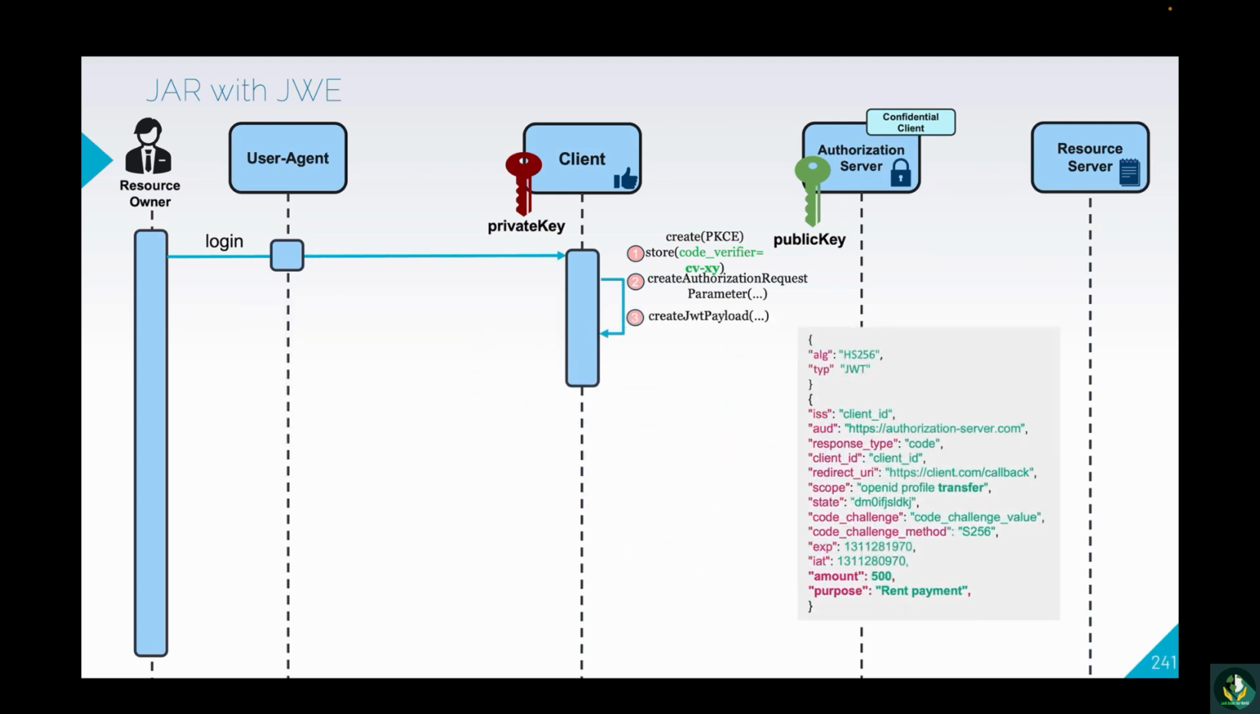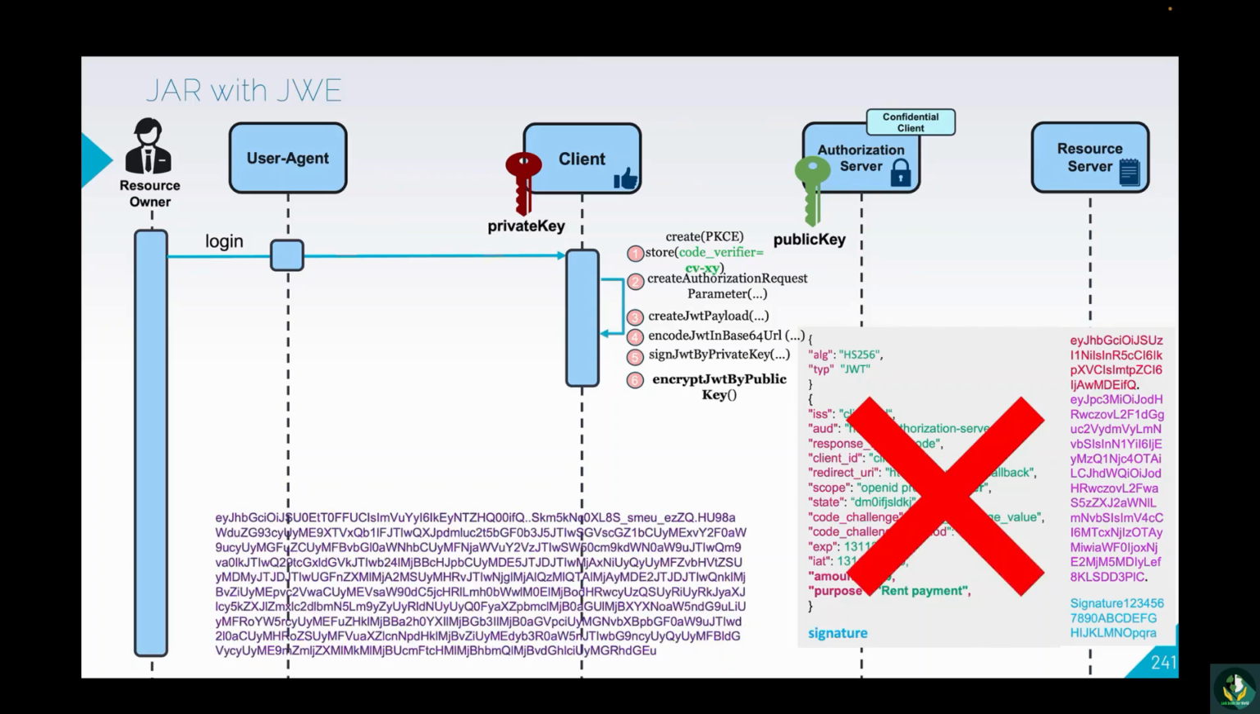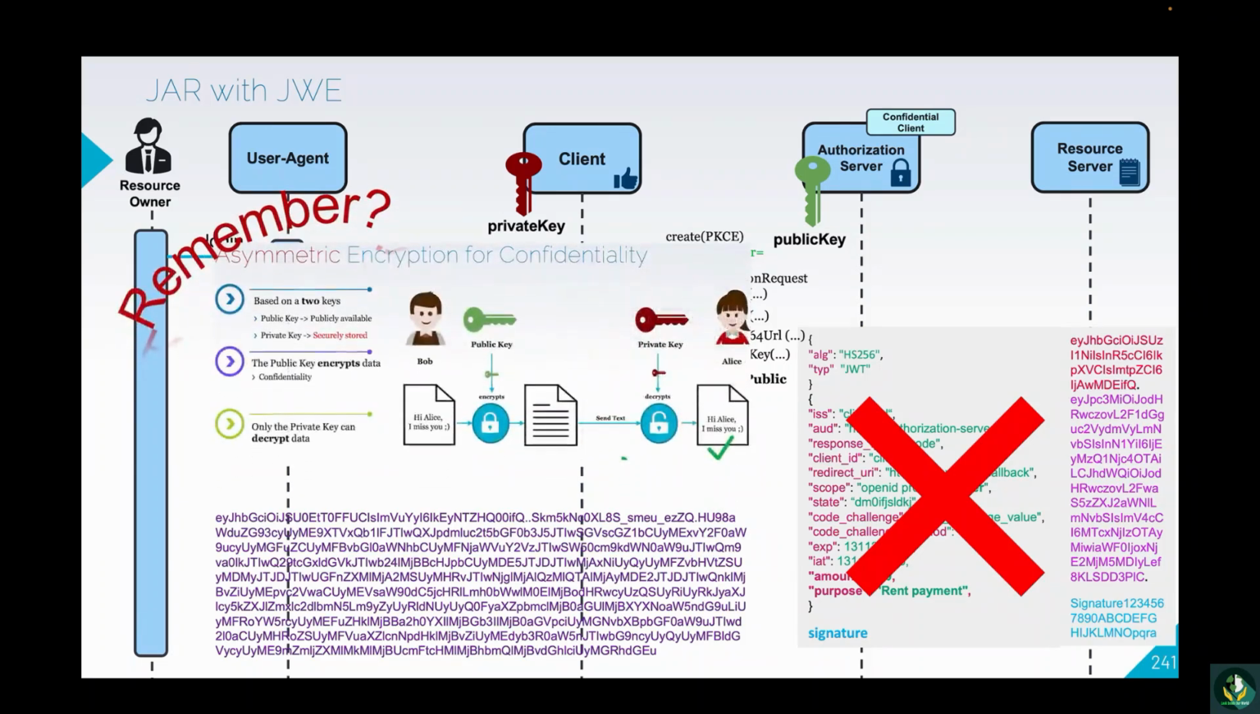then packages these parameters into a JWT, encodes and signs the token to ensure integrity and authenticity. Here is the key distinction from JAR. In JWE, the client also encrypts the token before sending it to the authorization server. We have covered the encryption mechanism in the asymmetric encryption lesson.